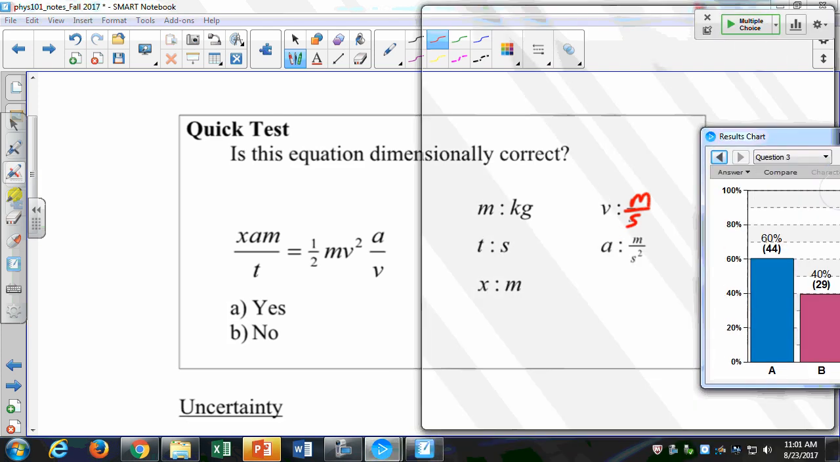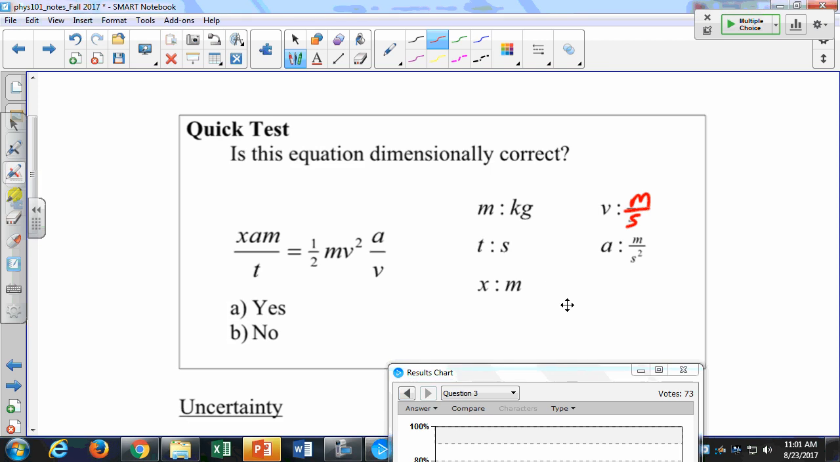Okay, we were sort of split. Let's see. There's an easy way and there's a hard way to do this. Let me show you the hard way. The hard way is just doing it the way that we've been doing it. So I have meters, that's X. I have meters per second squared, that's A. I have M, that's kilograms. And then I have 1 over seconds.